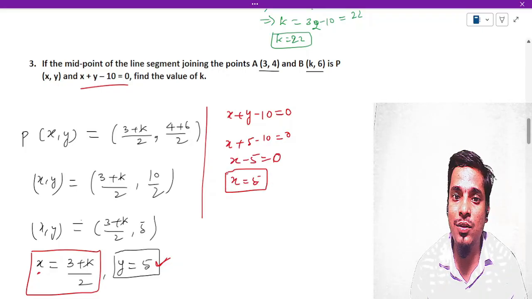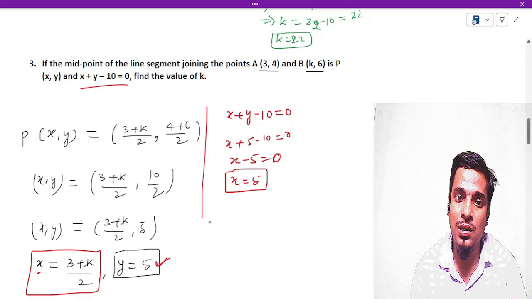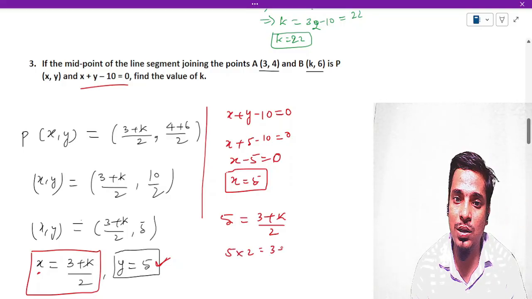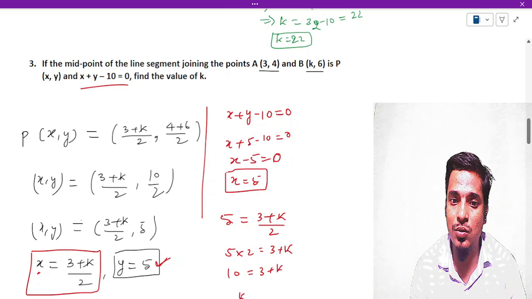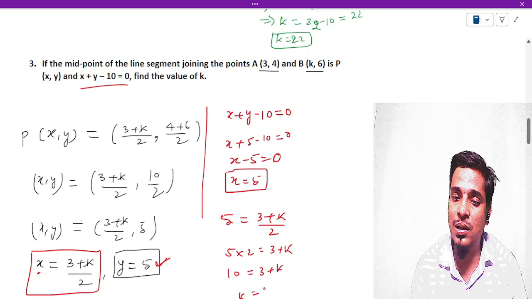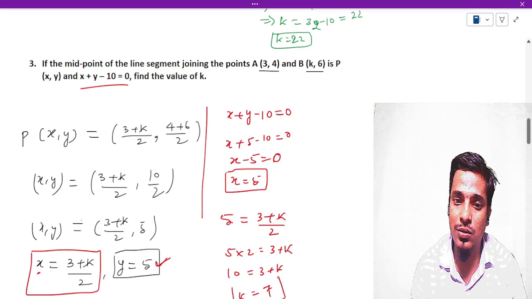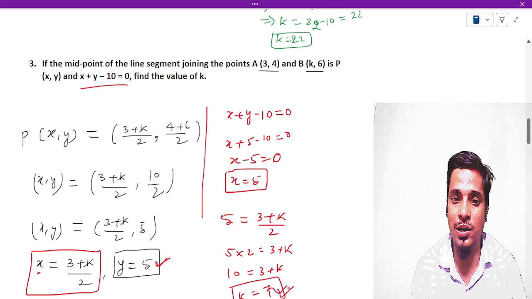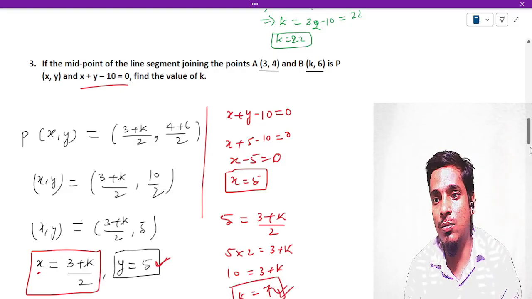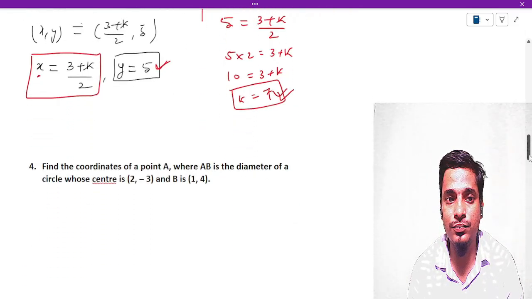So this x value we have to put in this to get the value of k. So 5 is equal to 3 plus k by 2. By cross multiplication, 5 into 2 is equal to 3 plus k. So 10 is equal to 3 plus k, which means k is equal to how much? 10 minus 3, which is equal to 7. So your answer is absolutely correct. So now move to the next question.